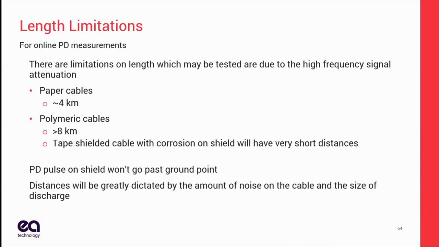Also, the PD pulse won't go past a ground point, so if you have grounded splices, it's not going to go very far past that. You have about a 20 dB reduction in signal strength at each ground point. But the distances are dictated by the amount of noise, the size of the discharge, whether the cable's grounded on both ends, the type of shield, a lot of different things. These are kind of rules of thumb in terms of your measuring.